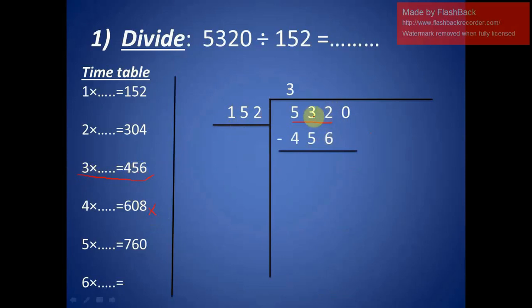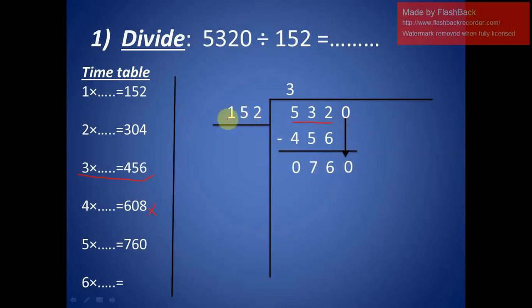2 minus 6 impossible, borrow 1. 12 minus 6, 6. 2 minus 5 impossible, borrow 1. 12 take 5, 7. 4 minus 4 equals 0. Then 76 is a remainder. We must write down 0. We get the new dividend 760.